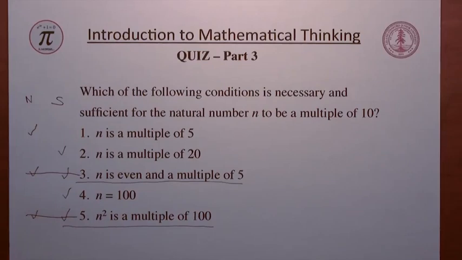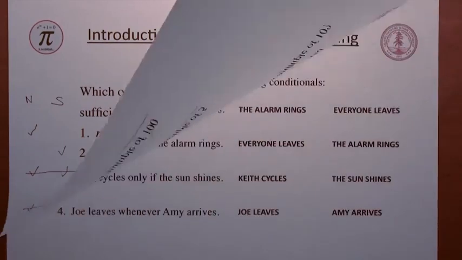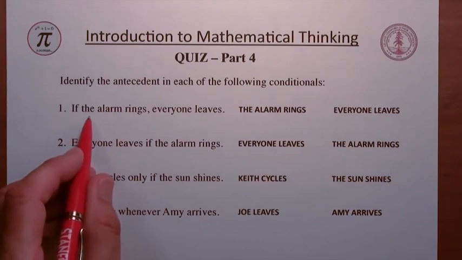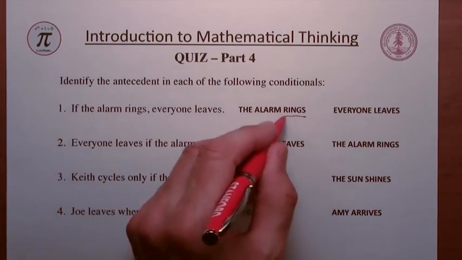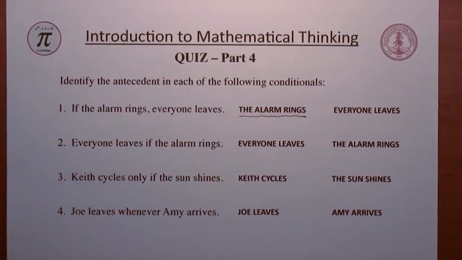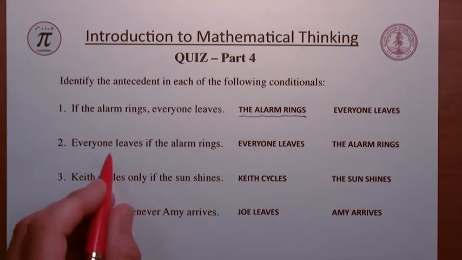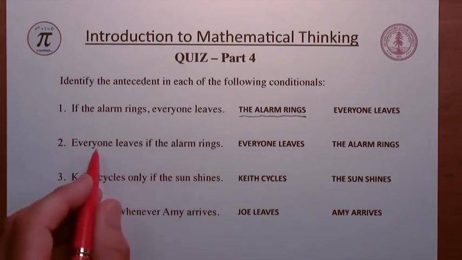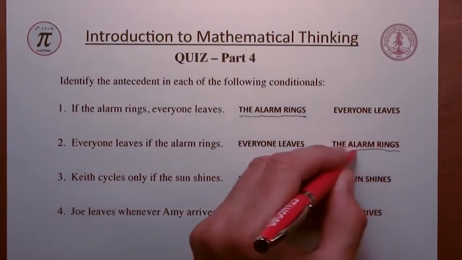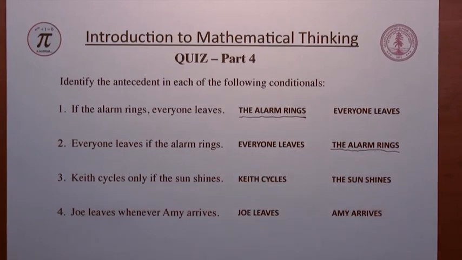Okay, let's move on to part 4. For this one, the question we have to ask ourselves is, what does the implying? Right, number 1, this does the implying. So that's the antecedent. In statement 2, even though it's written the opposite way around, it's essentially the same statement. It's the alarm ringing that does the implying.